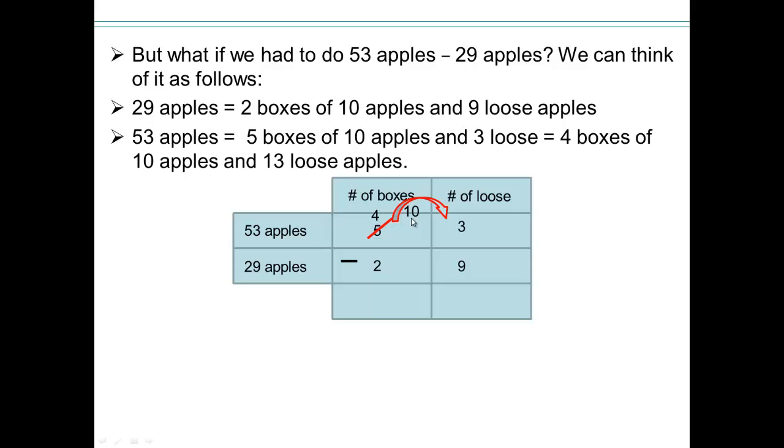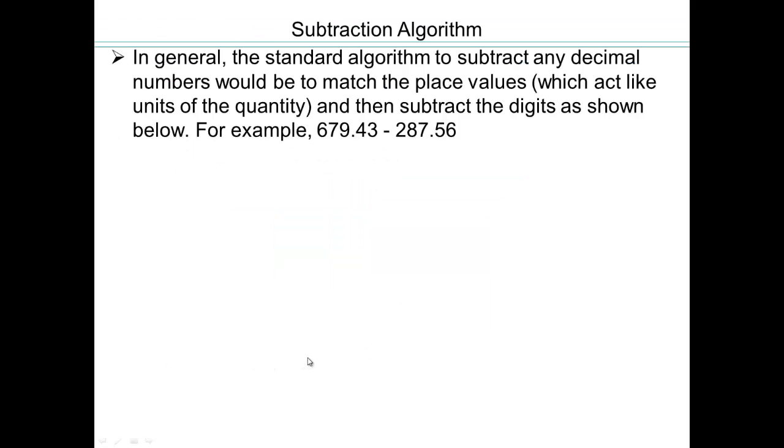And the 10 apples that were in the box, we're going to take them out so that this number here will become 13. So we have 13 loose apples minus 9, which will give us 4. And then 4 minus 2, which will give me 2. So we have 2 boxes of 10 apples and 4 loose apples. And this is exactly what the principle of decimal subtraction is. So let's take a look.